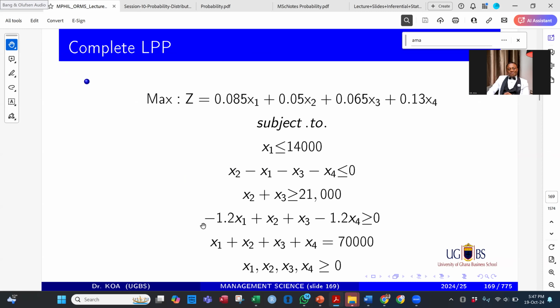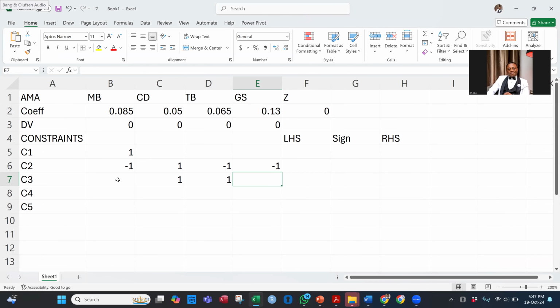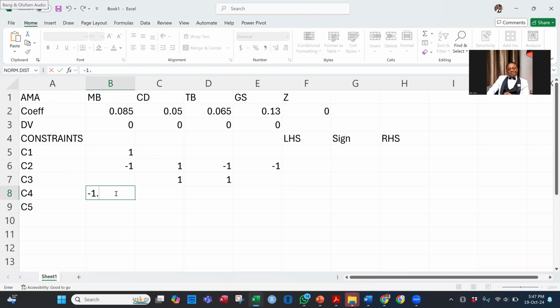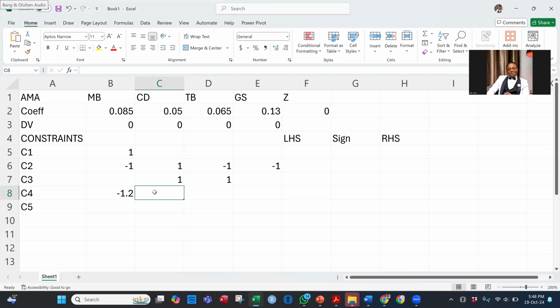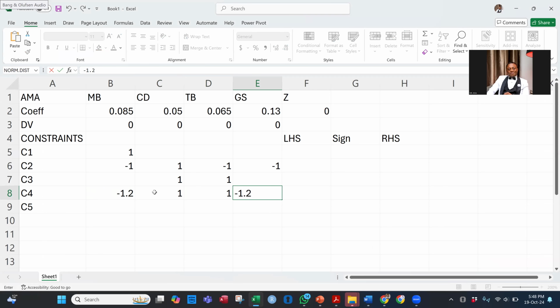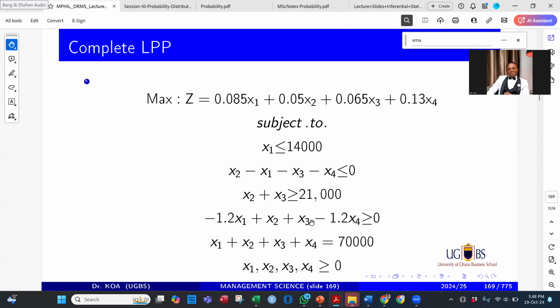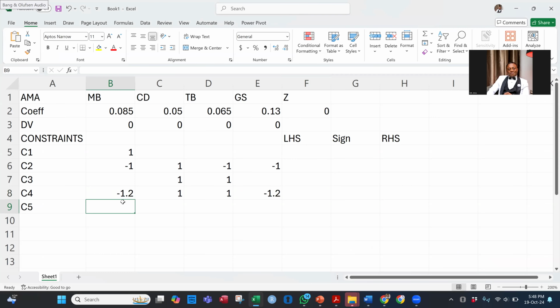Constraint 4 had -1.2 in front of the x1. So when you go to the Excel, you will type -1.2. Okay. The x2 had 1, x3 had 1. So you type 1, 1, and then the x4 has -1.2 in front of it. You can always, you see, I'm toggling between the two. The last constraint, each one of them has 1, 1, 1, 1, 1, 1. So you go there and write 1, 1, 1, 1, 1, 1. That's how you do it.